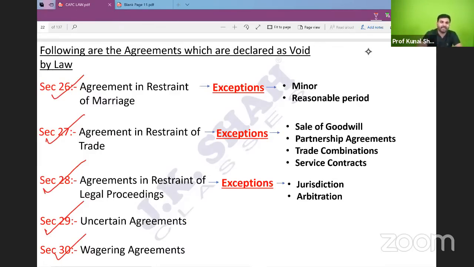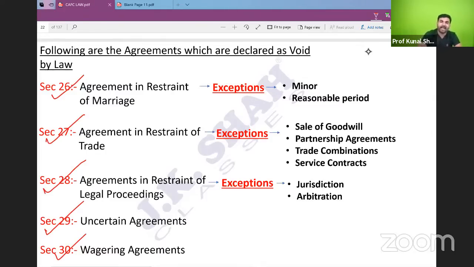The very first one, section number 26 says agreements in restraint of marriage. Any agreement wherein you are restraining a person to get married. Any agreement wherein you are stopping a person to get married, then in that case, the agreement between you and that person is something called as void agreements. There cannot be a valid contract.